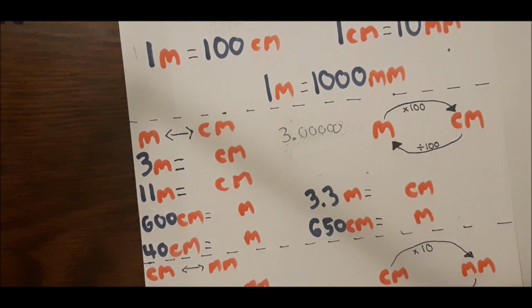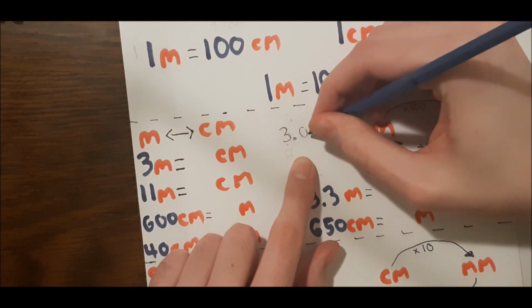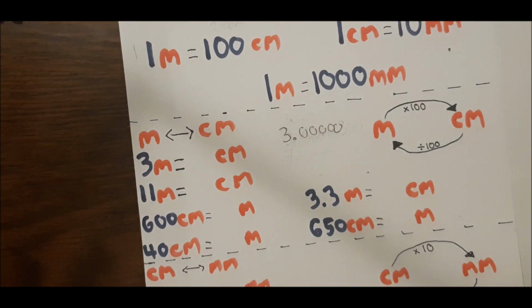3.00 forever, okay? Same thing as 3. Now, if you want to multiply any number in the entire world by 100, all you have to do is move this decimal 2 spots to the right. Okay, what do I mean by that?